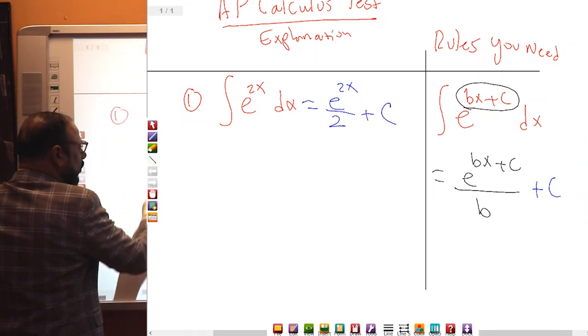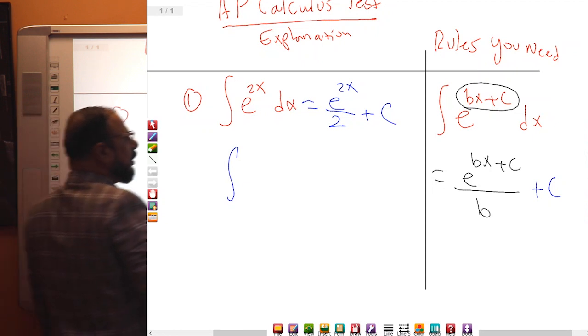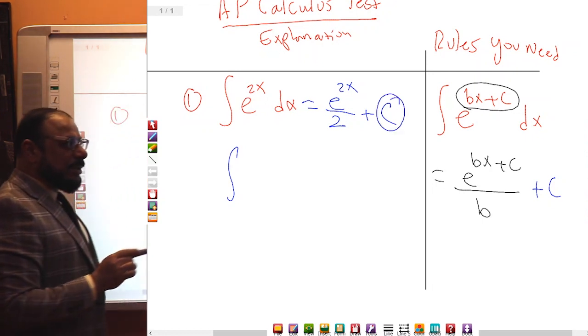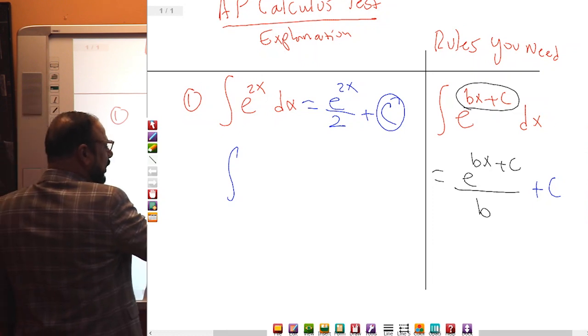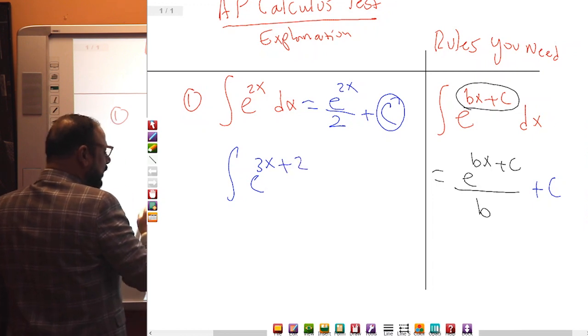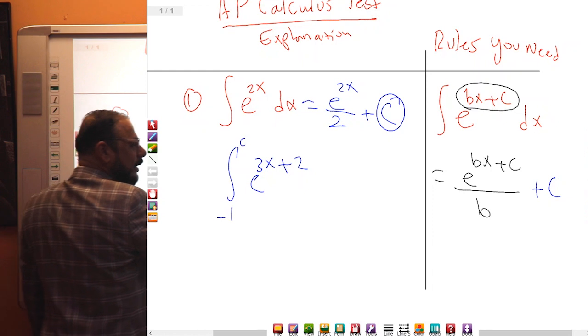But in my problem it was from 1 to 2. And I explained. So over here is c 2x plus c or no? No. This c is a constant. This is the rule. But this c is the indefinite integration constant. Example: look at e to the 3x plus 2, from negative 1 to 0, right?